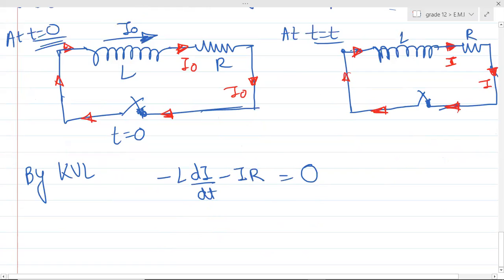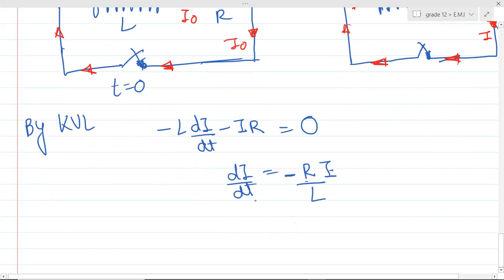Now I'll just separate the terms. I'll move this IR to this side. So R into I is equal to minus L di by dt. Can I move this L on the right hand side in the denominator? Also with this minus sign, can I move it over here? This will be di by dt. Then can I move this I in the denominator and dt over there? So you're going to integrate it. Exactly. So minus R by L dt, and then I'll integrate it.